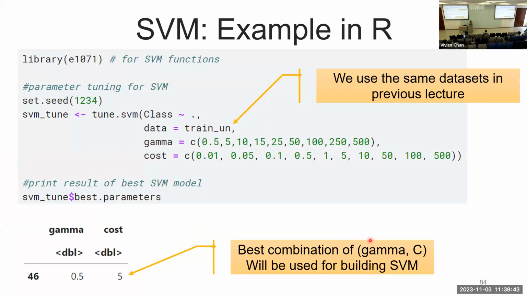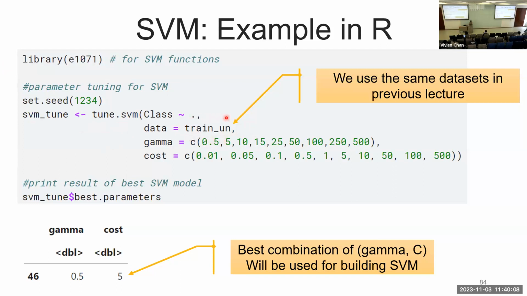So first of all, how are you going to use SVM in R? Mind you, for SVM, the library is this one. You need to load the library first. Then you need to do some tuning of the hyperparameter, as I said. So this is the function for tuning the hyperparameter.